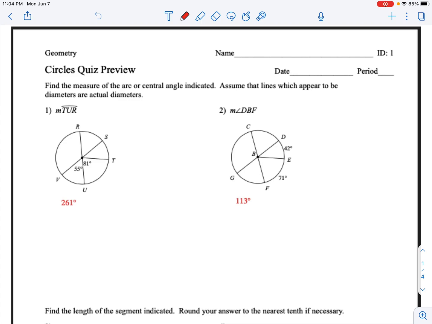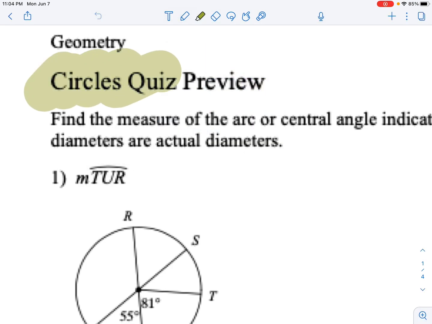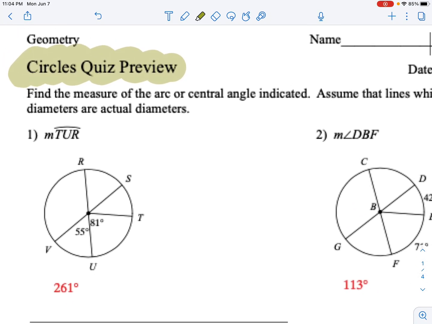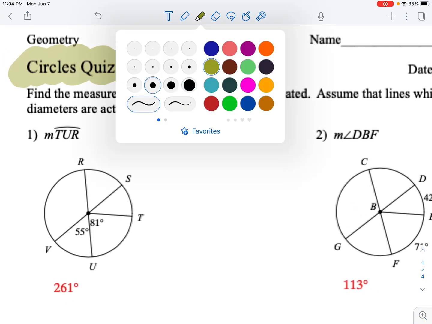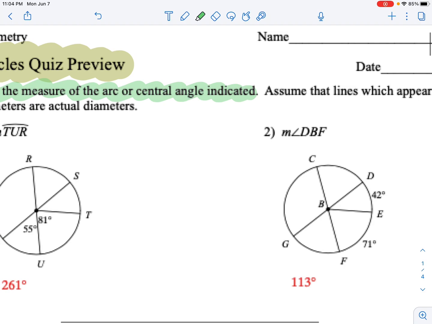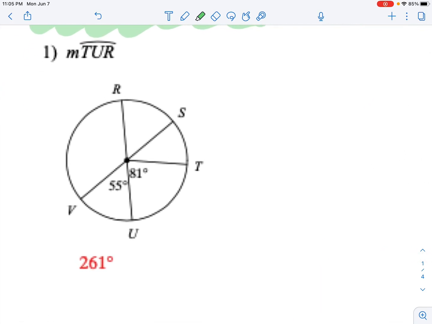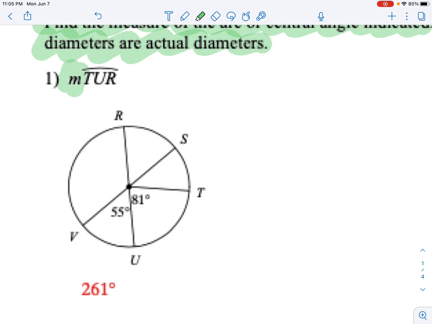Make sure that you are taking really good notes in order for you to do well on this last quiz, right? So we identify the name of the notes, which is Circles Quiz Preview. In this first section, we are going to find the measure of the arc or central angle indicated. We are going to assume that lines which appear to be diameters are actual diameters. So lines that go down the middle of the circle from one side to another are diameters. So number one says we're going to find arc TUR.